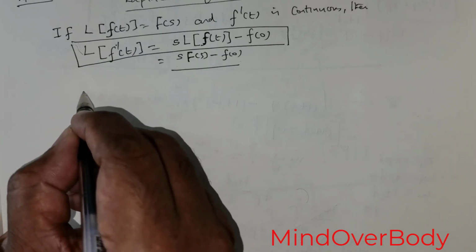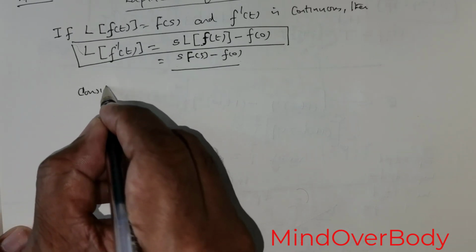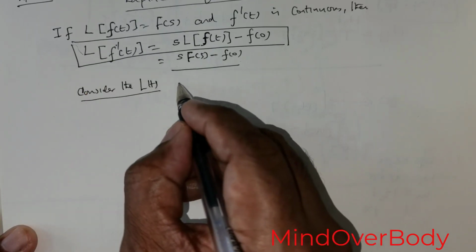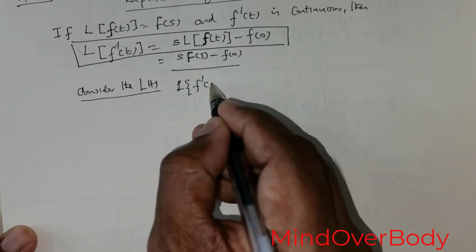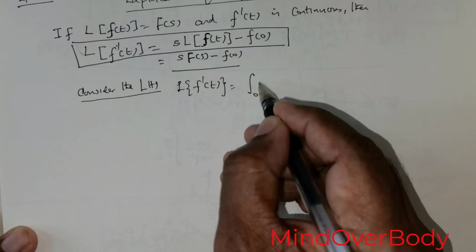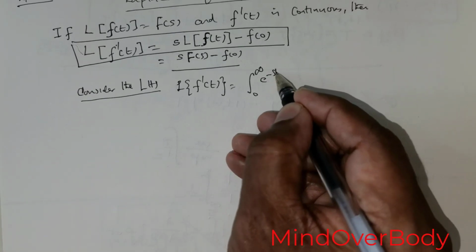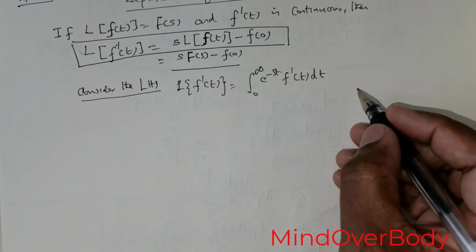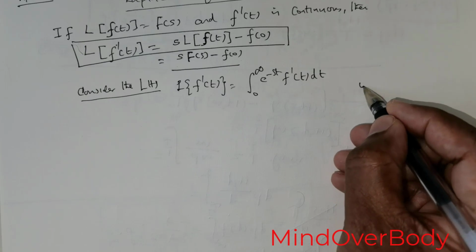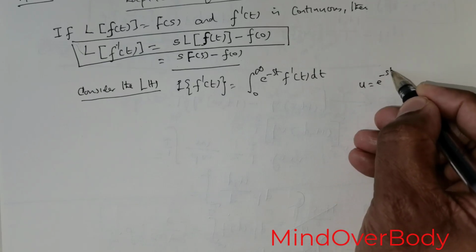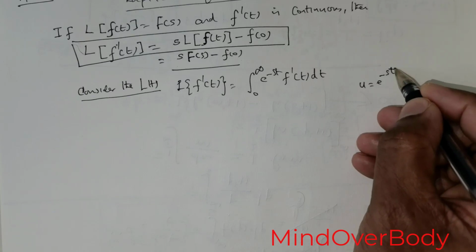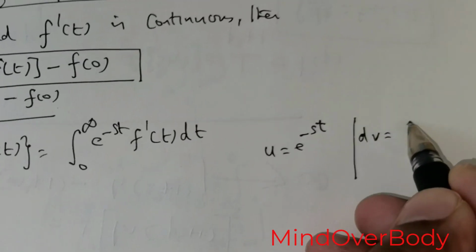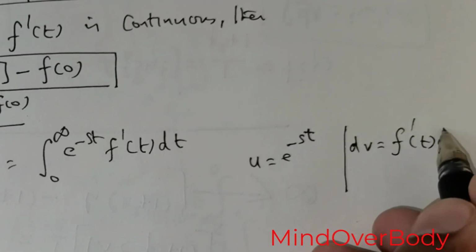So what is in the left hand side? Consider the left hand side. The Laplace transform of f dash of t is the integral from 0 to infinity of e raised to the power negative st times f dash of t dt. You got this. Now what I am going to do is take my u to be e raised to the power of negative st. This is my u. And my dv, I am going to take as f dash of t times dt.